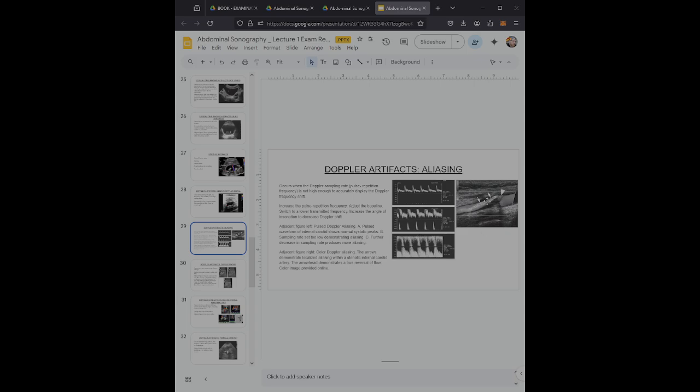In the figure to the right, we have color Doppler aliasing. Unfortunately, this image is not colored, but the arrows demonstrate localized aliasing within a stenotic internal carotid artery, and the arrowhead demonstrates true reversal of flow.